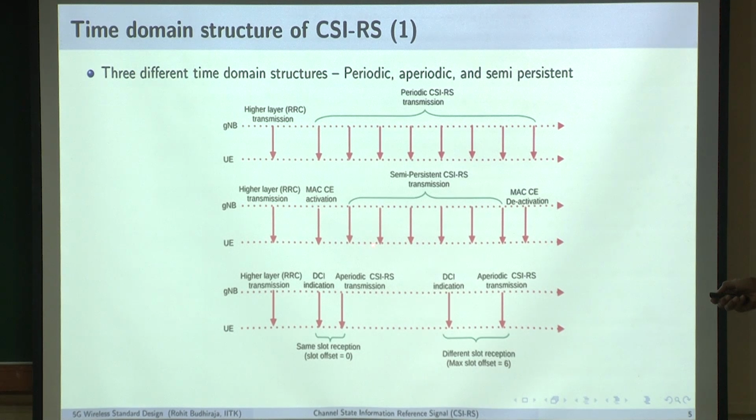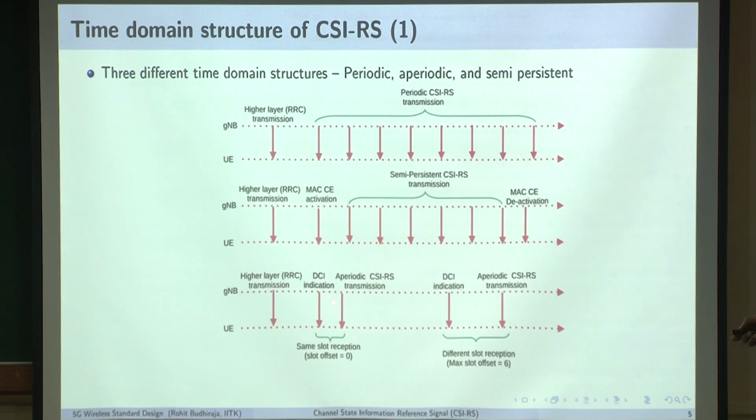Then semi-persistent is similar to this, but MAC has to get into the picture. It will be configured again by RRC, but it will be activated by the control element sent by the MAC, and then again it will be deactivated by the control element sent by the MAC layer. Then this is the aperiodic.